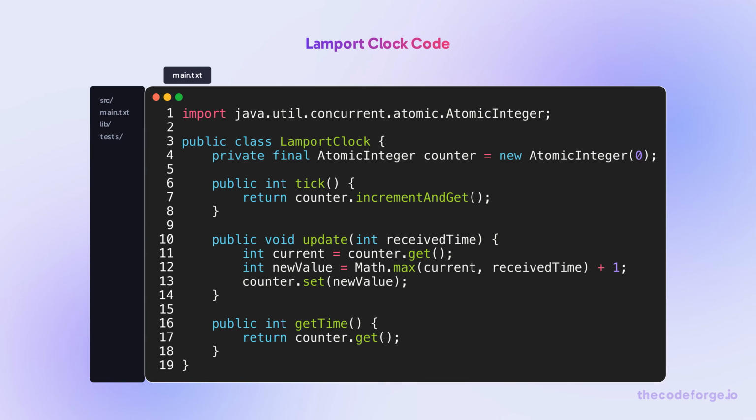Here's a Java implementation of a Lamport clock. The tick method increments the counter before sending a message. The update method merges a received timestamp by taking the max and incrementing. Always use an atomic integer for thread safety.